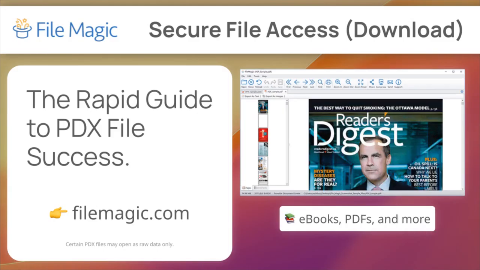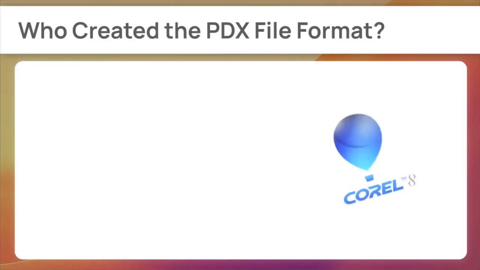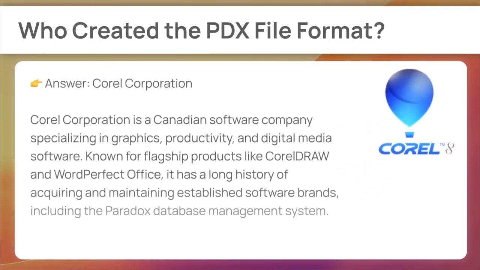More details to follow. PDX files are primary index files for Paradox database tables, containing sorted key data that enables fast record lookups and enforces primary key uniqueness. They are essential companion files to Paradox DB table files and must remain synchronized for database integrity.